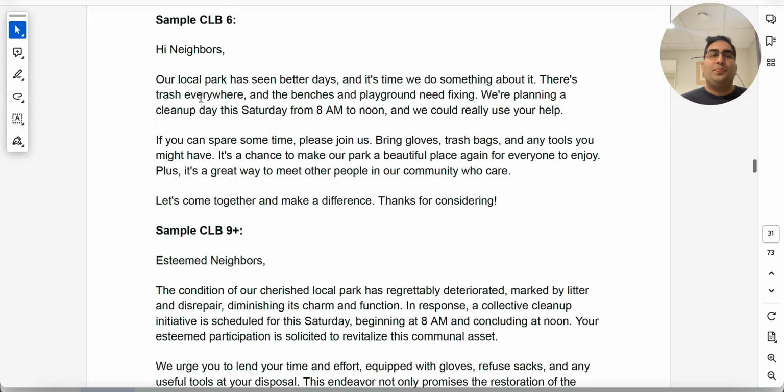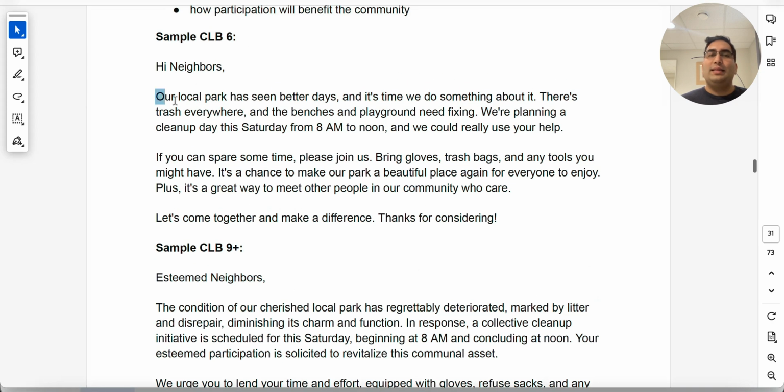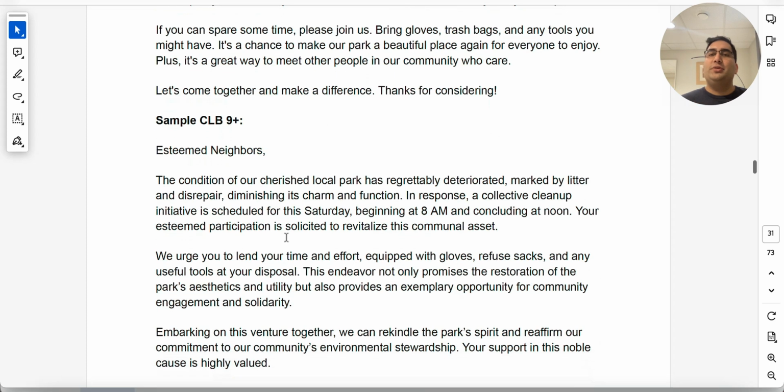Now, when we see the CLB 6, we see the start is very abrupt. It's just like, our park has seen better days and we need to do something about it. So it's very abrupt without painting a picture or a background. So first we need to introduce our topic properly. "The condition of our cherished local park has regrettably deteriorated, marked by litter and disrepair, diminishing its charm and function."